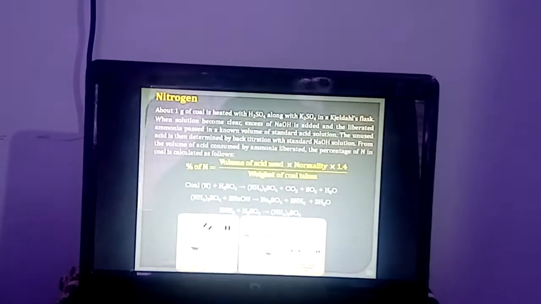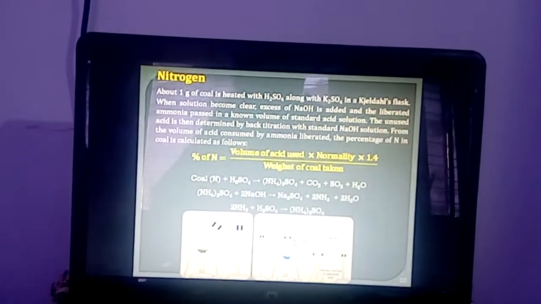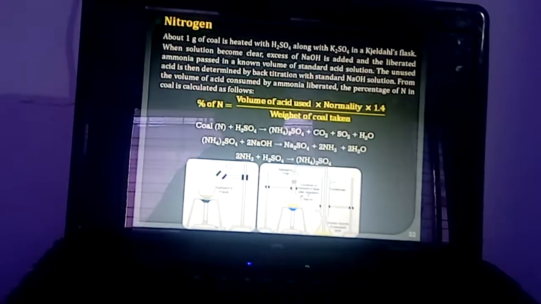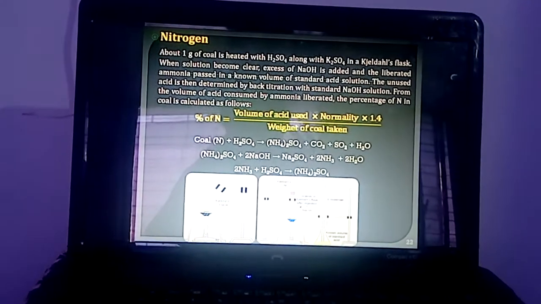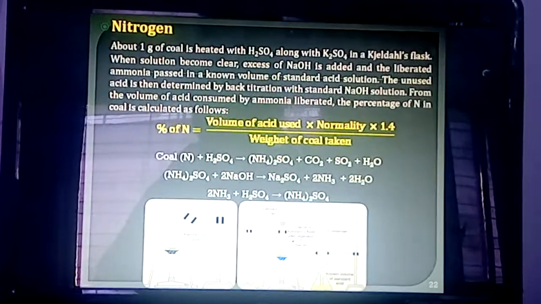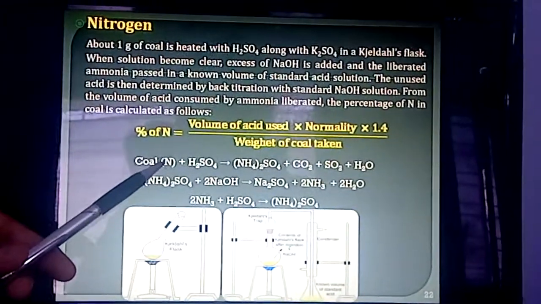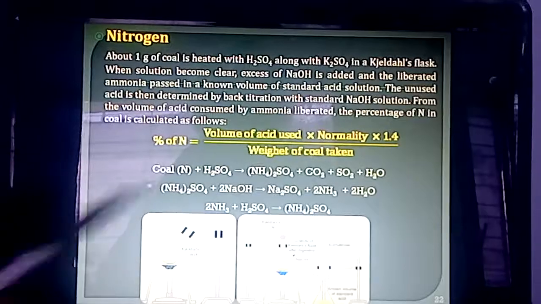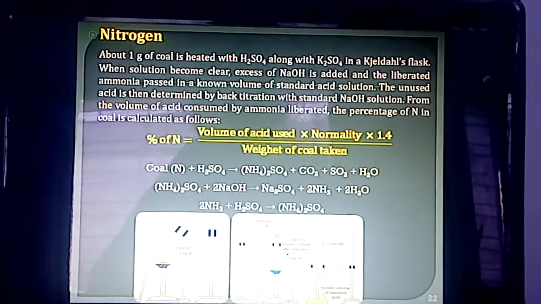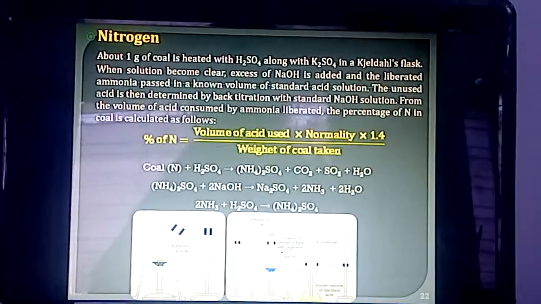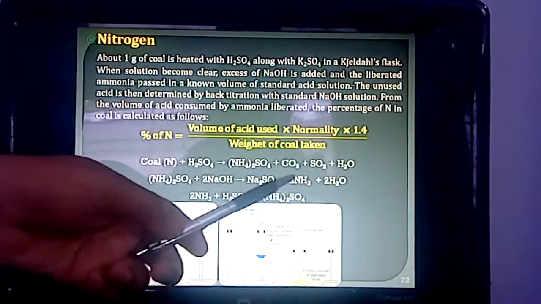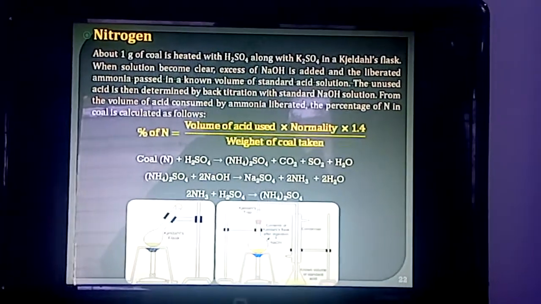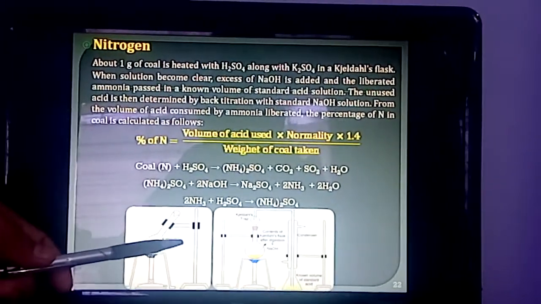Now we will see the PowerPoint presentation, the determination for nitrogen. Percentage of nitrogen can be determined by using the Kjeldahl's method. What is the principle of this method? Nitrogen in coal gets converted into ammonium sulfate. Suppose this is the nitrogen present in the coal sample, it is converted into ammonium sulfate by action of hot concentrated sulfuric acid, and then treatment with alkali solution, equivalent amount of ammonia is liberated, right?